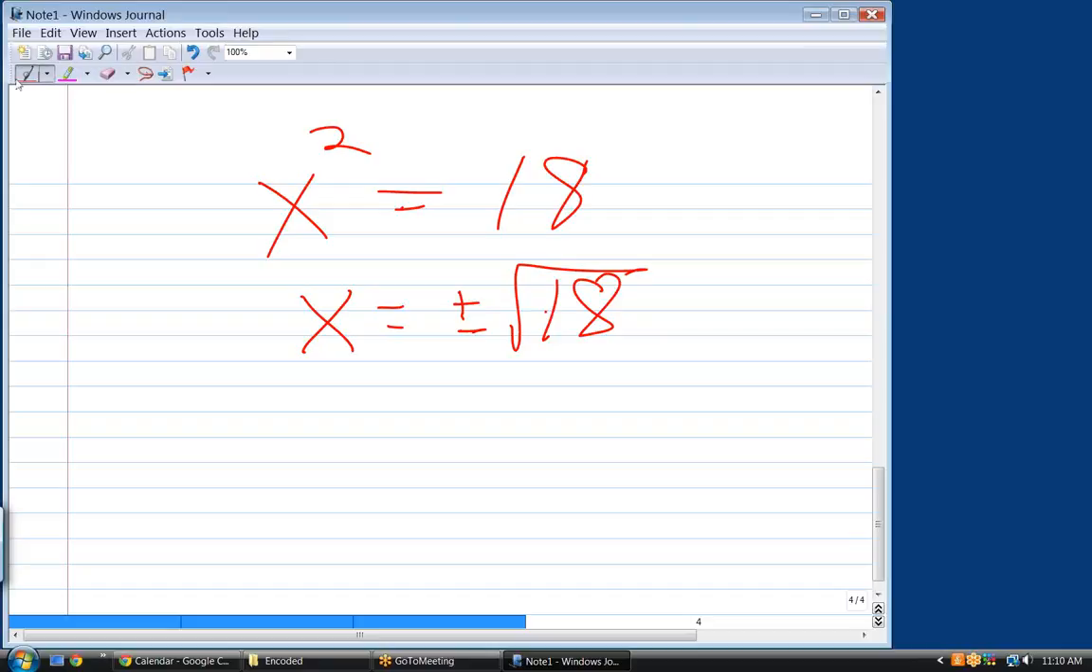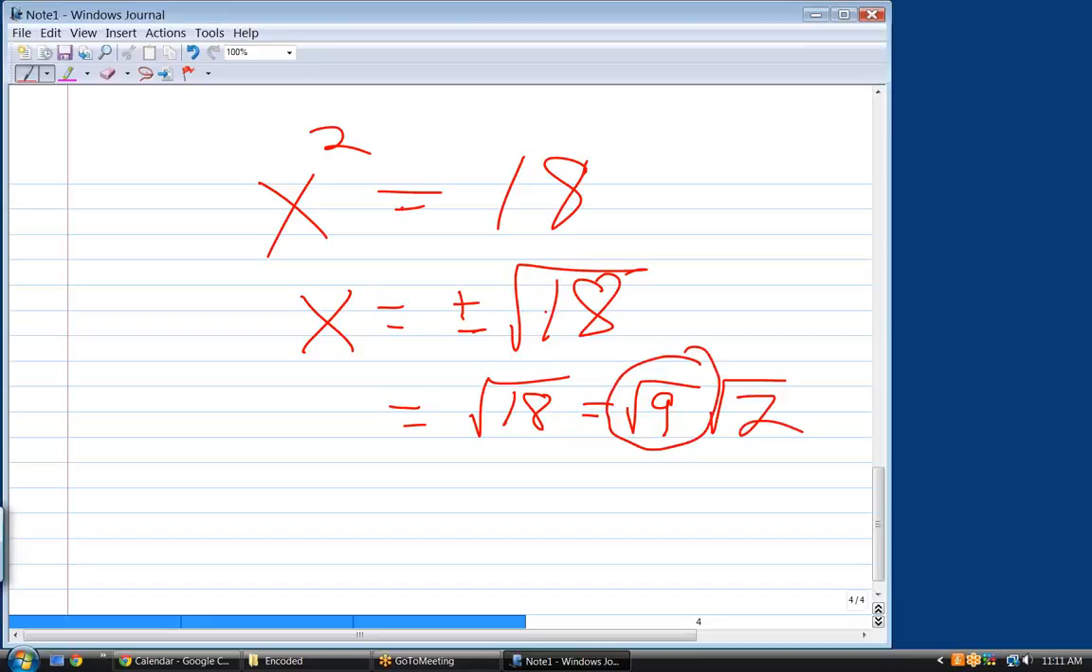So, square root of 18 can be written as square root of 9 times the square root of 2. And that's important because this is a perfect square number, and I can turn it into a 3, which is still exact. I haven't approximated it at all. So square root of 18 actually becomes 3 square roots of 2, and you still have the plus or minus.